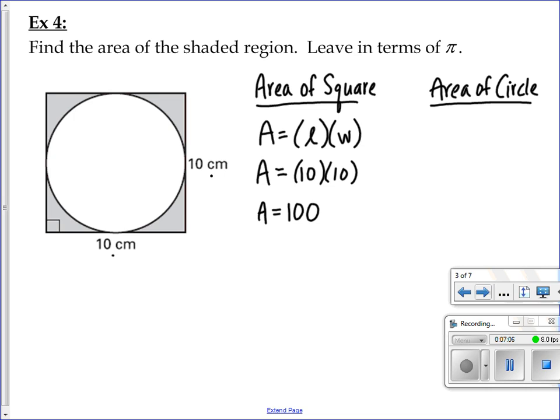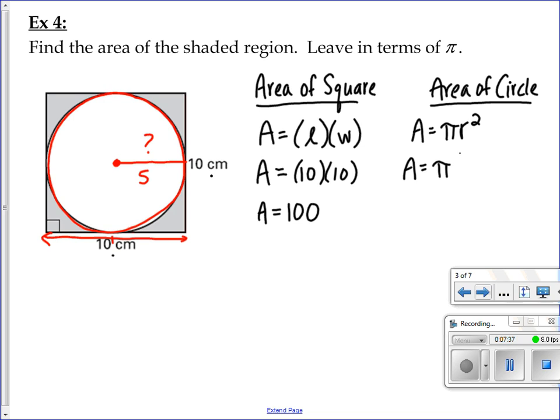All right, and then let's take a look at the circle. So we're going to do pi times radius squared. Again, for the circle, you need to know the radius. I know there's no center drawn, but if I were to draw a center and go halfway, what is that length? It's going to be 5, because the total length down here of the square is 10. So if I were to chop it in half, it's going to be 5. Okay, so let's go ahead and square that 5. So you're going to get 25 pi.